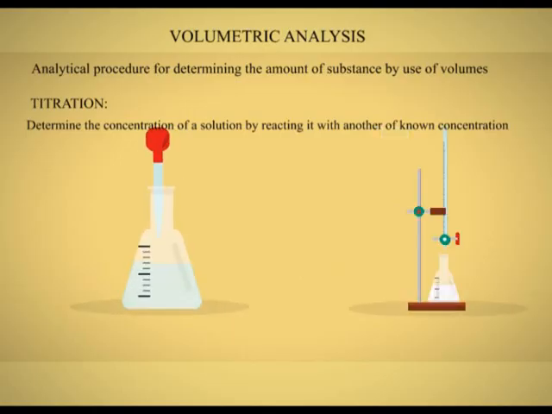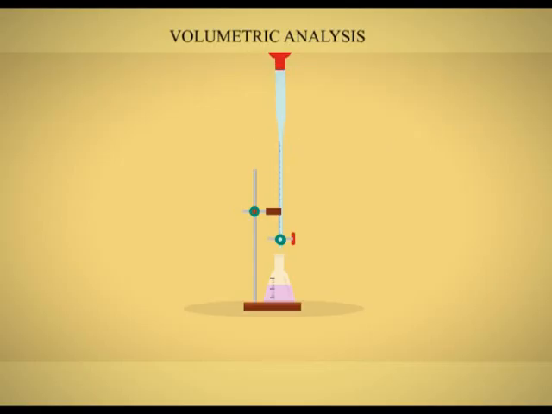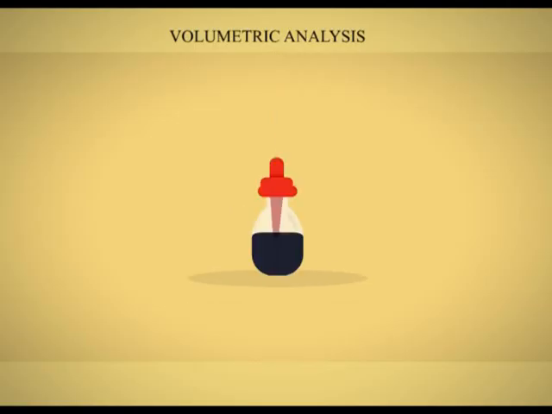We add the known solution to a definite volume of the unknown solution until the reaction is complete. By noting the reacting volumes of the two solutions, titration helps you work out the unknown concentration. You can work out the concentration of an acid or alkali using a titration experiment. Because the two will neutralize each other, the reaction will be complete at a neutral pH, which will be noted by color change of an added indicator.